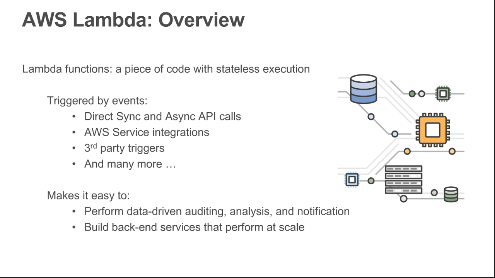Various AWS services now allow you to generate an event that can notify a Lambda function, as well as other third-party triggers. What all this allows you to do is perform data-driven analysis, auditing, and notification of data, including real-time data, and also build back-end services, all performing at scale. Today we're going to really dive into the real-time data-driven analysis of events generated from a Kinesis stream.